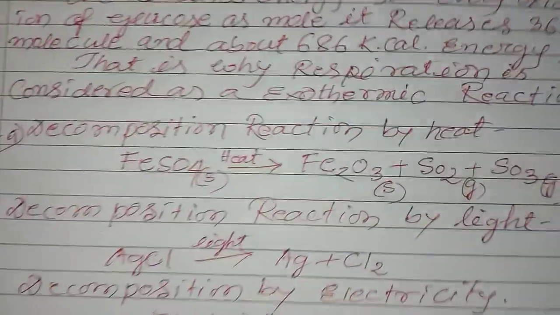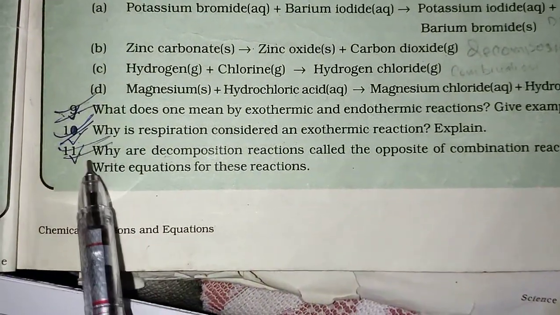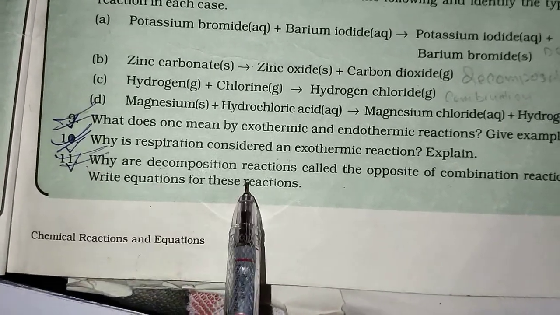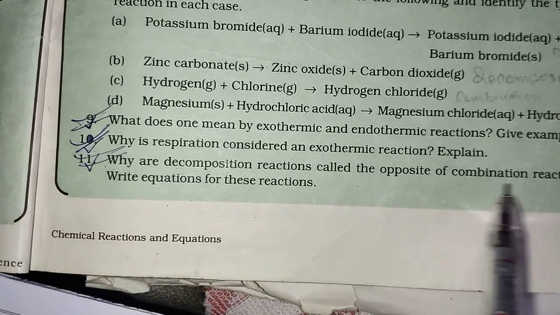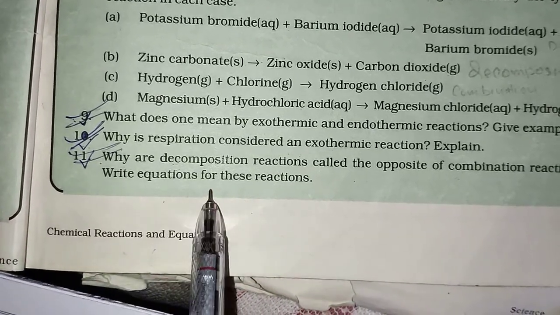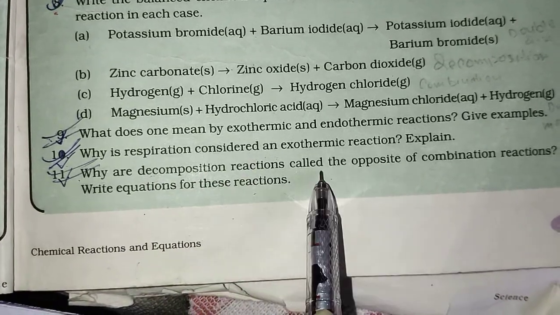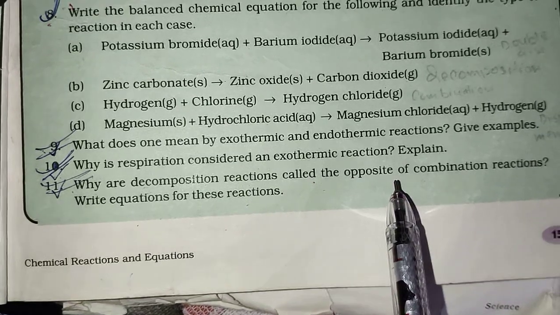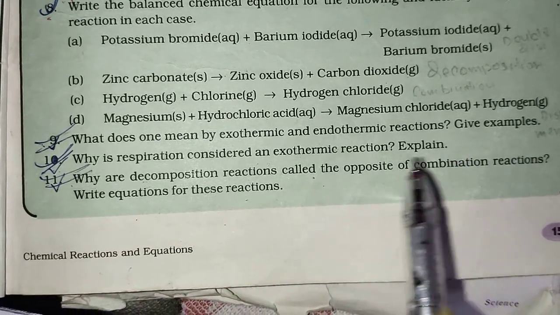Next, question number 11: why are decomposition reactions called the opposite of combination reactions? Write equations for these reactions. Actually, in decomposition reactions, one reactant is decomposed to form many products. Remember it.